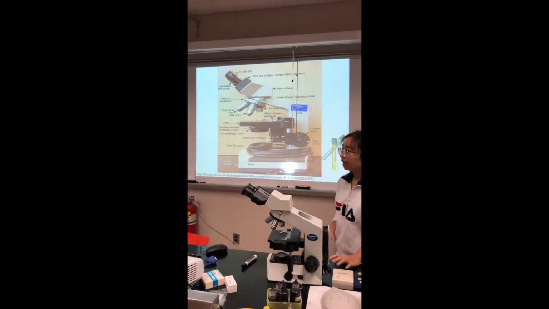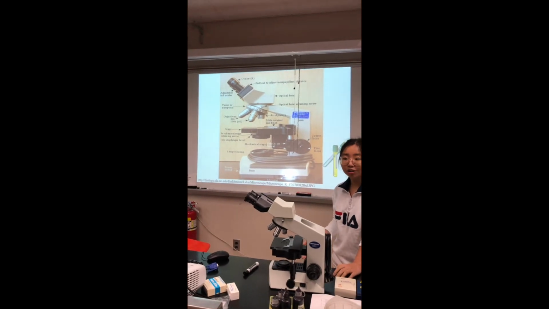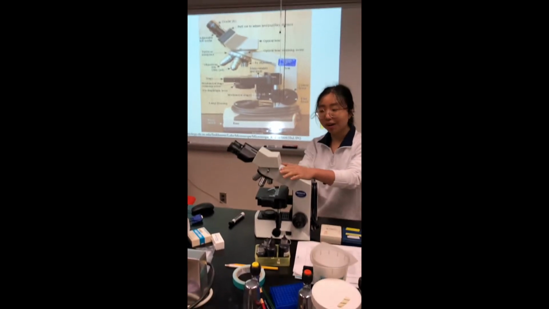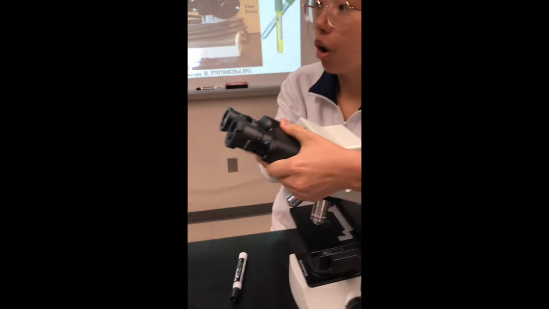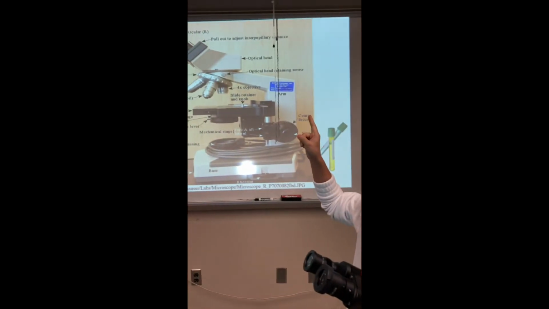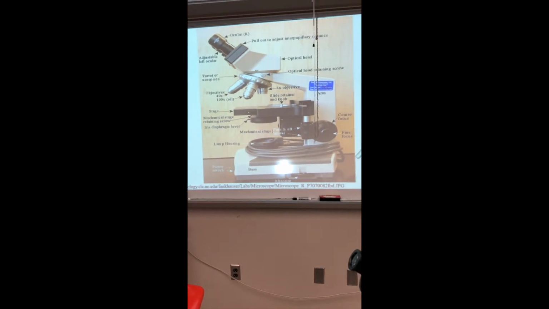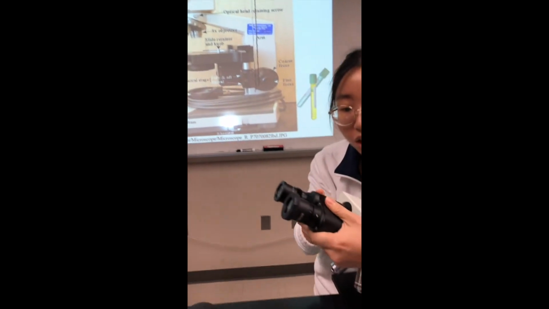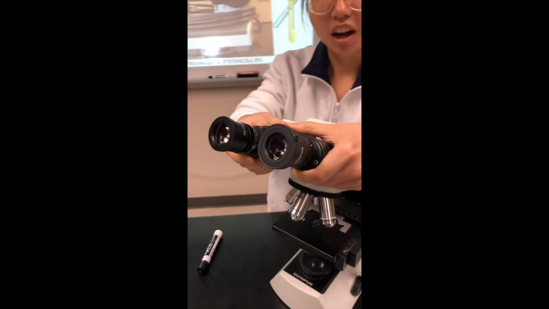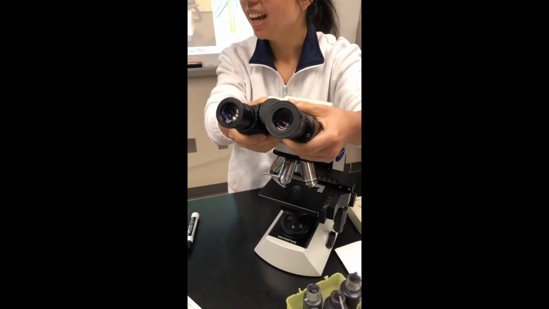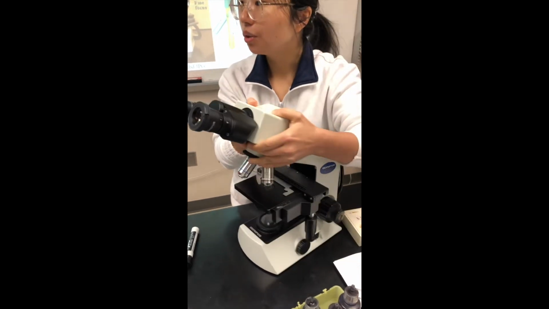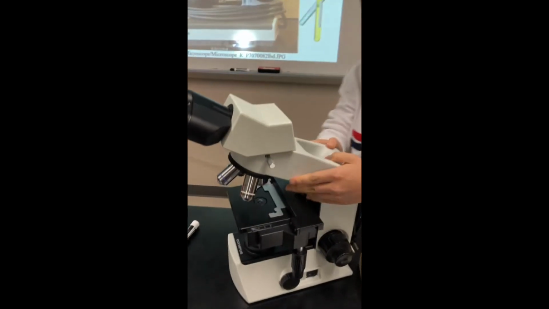And let's have a look at the different parts of this compound microscope. We could have a look. This is our ocular. Here you could see the words ocular lens, and you could adjust this ocular lens according to your interpupillary distance.